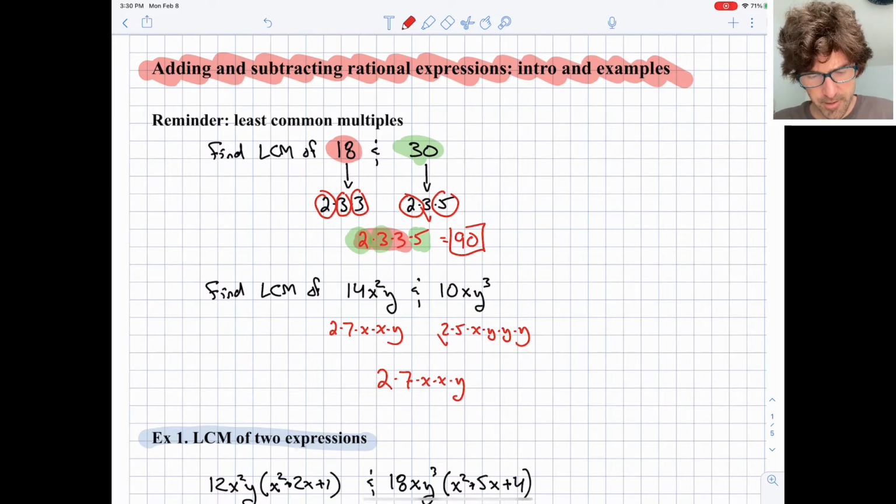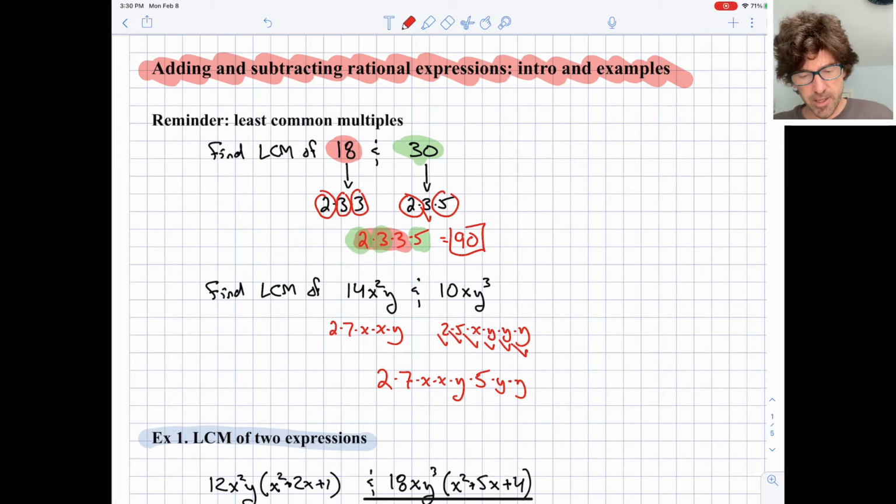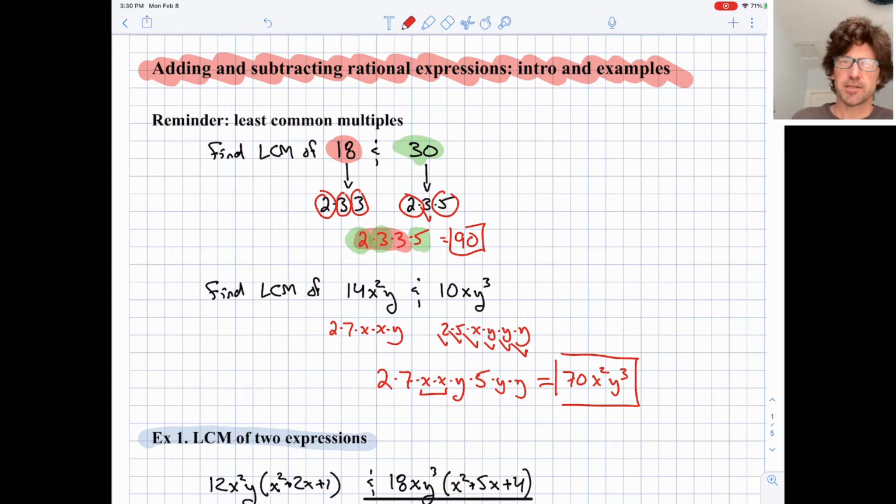So we have a 2. We don't have a 5, so let's multiply by 5. And so now we have this 5 represented. We have an x represented. We have one y represented, but we need 2 more y's represented to build the 10xy cubed. And then we can just simplify this. We get 2 times 7 times 5, which is 140. Nope, 70. And then we have x squared right there, and we have the product of 3 y's, so y cubed. So that's the lowest expression that is a common multiple of each of our two given terms.